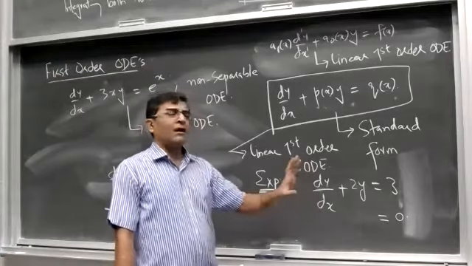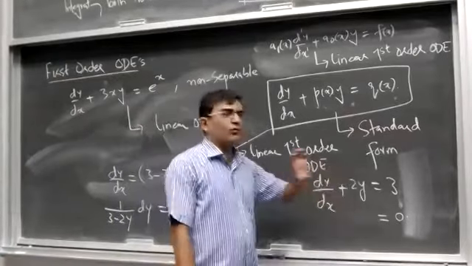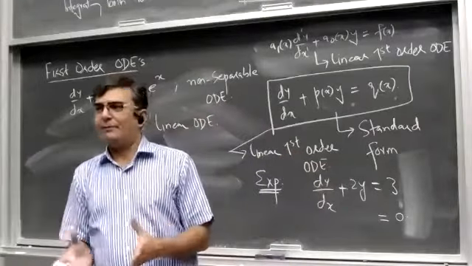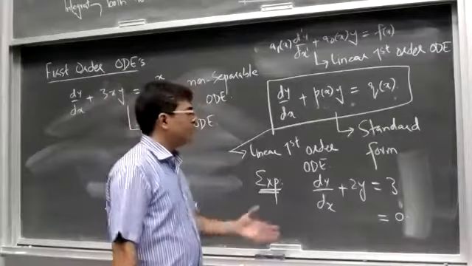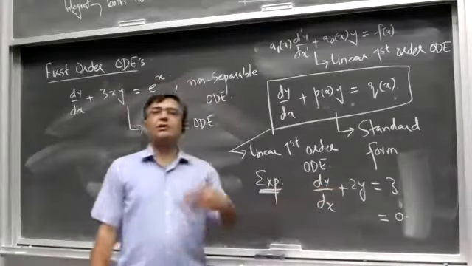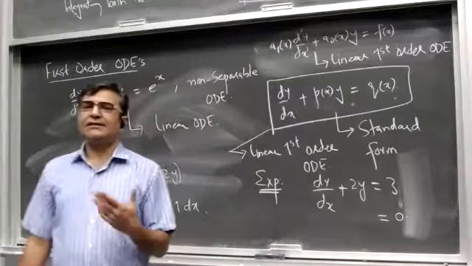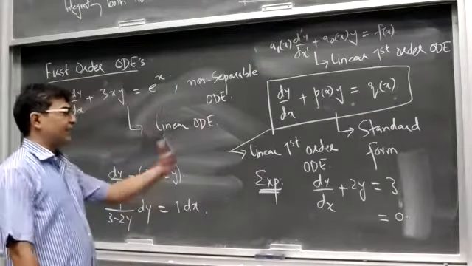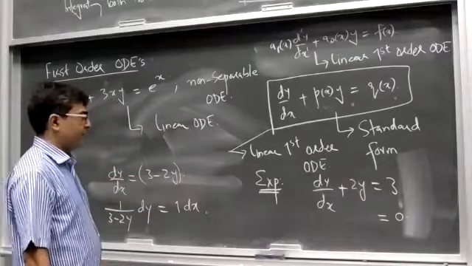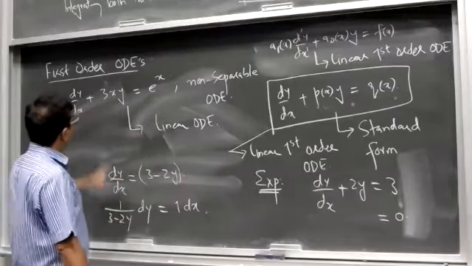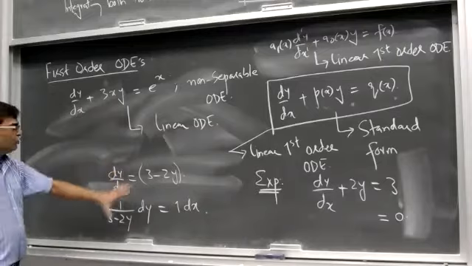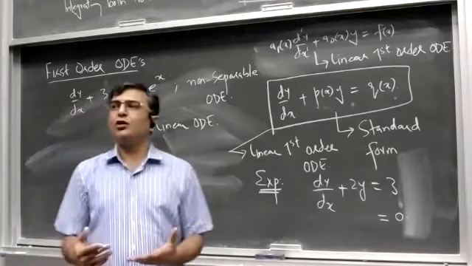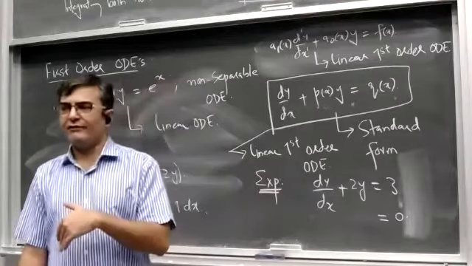But a linear first order differential equation is not always separable. You have to look at the type of equation in order to see whether the given differential equation is separable or not, whether it is linear. Now, if the equation is separable, then we can separate the variables, apply integration on both sides, and get the solution of that differential equation.